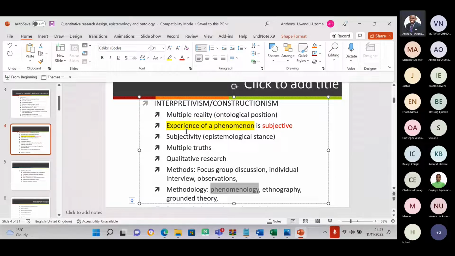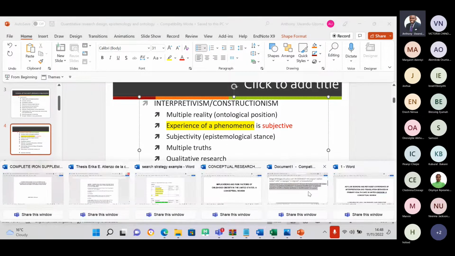You don't even have a topic yet. So read the previous systematic reviews on what has been done, so that you'll be able to know where you can come in before you present the topic. So you don't just sit down and coin a topic and then ask me. That's not correct, right? So now we have understood our different research philosophies.